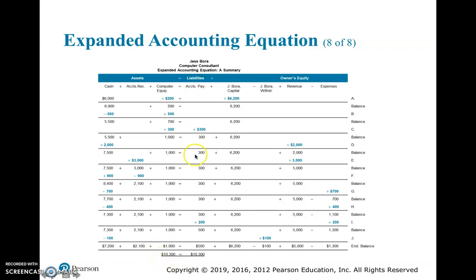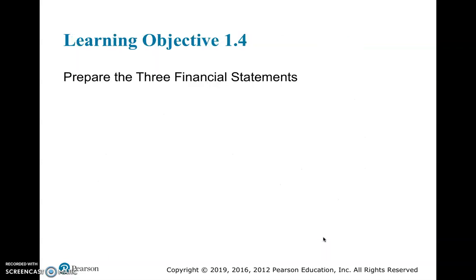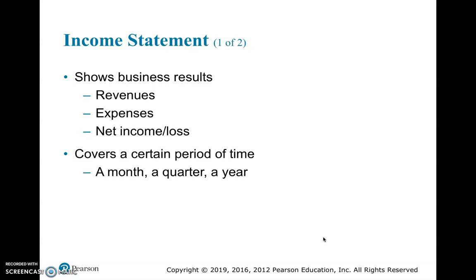Now on the other side, accounts payable, $500. Capital hasn't changed since the first day, still $6,200. We have a withdrawal of $100, revenue of $5,000, and total expenses of $1,300. Now it is time to prepare 3 financial statements. The first one is an income statement, which shows all the revenues and expenses and the difference between those two for the month or a quarter or a year, for a certain period of time that has a beginning and end.